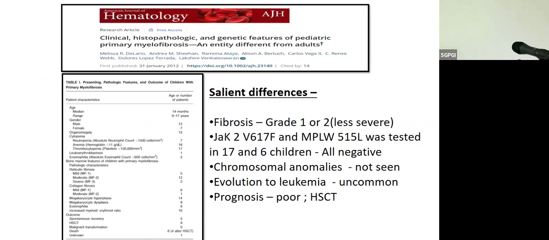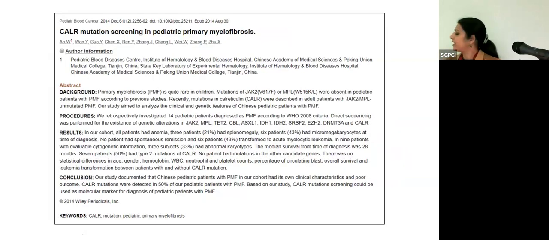What are the three mutations which are commonly associated? The JAK2, MPL, and the CALR. There can be other common mutations also. So all these cases were negative for JAK2 and MPL, and there were no chromosomal anomalies. Evolution to leukemia is uncommon. But there is another paper from a Chinese group, Won et al. They studied approximately 14 pediatric patients with myelofibrosis, and they found that 43% of them developed AML. All of them developed AML. None of them developed ALL, right? And CALR mutations were seen in 50% of these children.